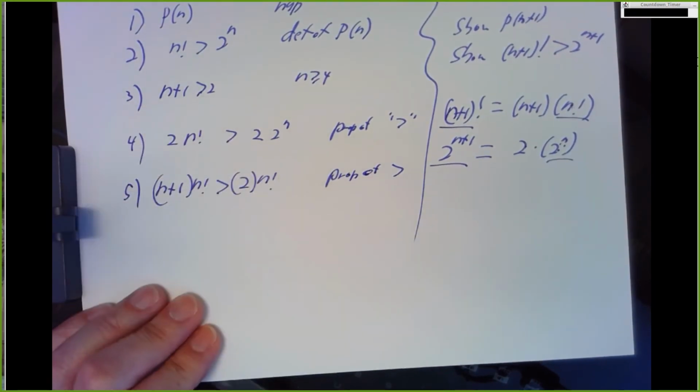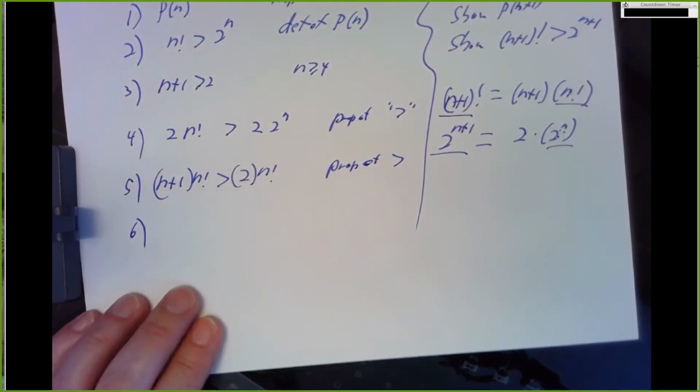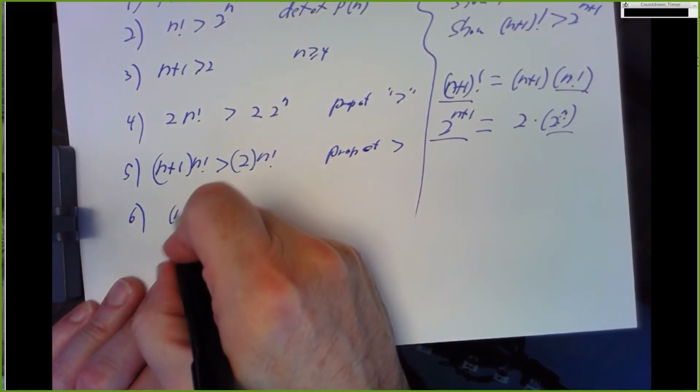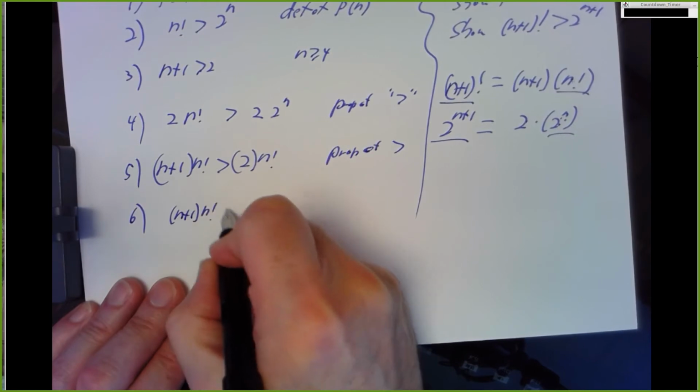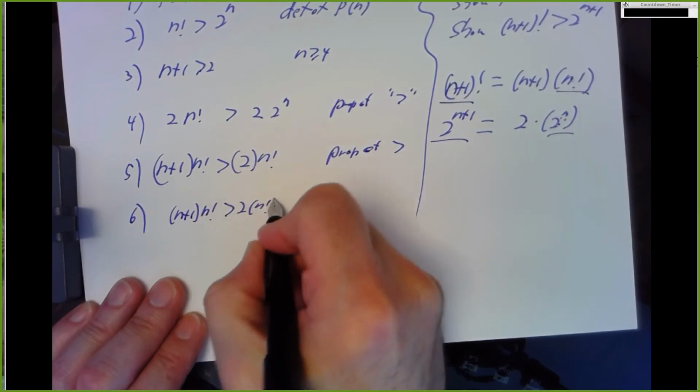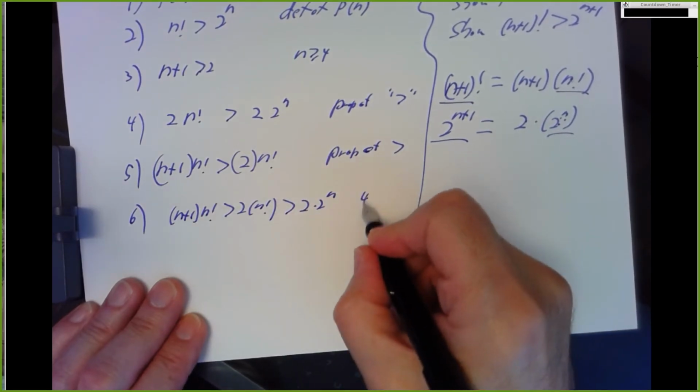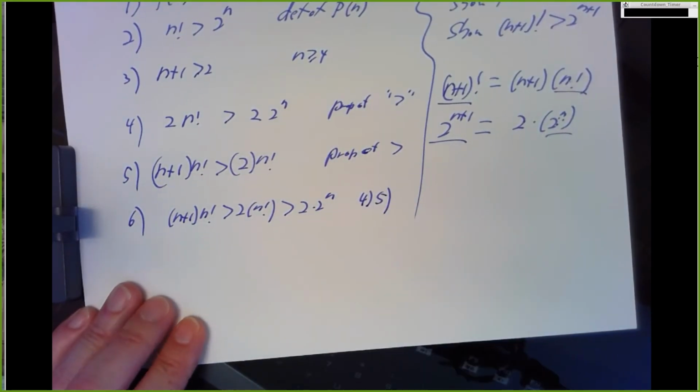And I don't know if I would make these separate steps or not. I'm breaking them into lots of separate steps. Well, now n plus 1 times n factorial is bigger than 2 times n factorial, which is bigger than 2 times 2 to the n. And that's just combining steps 4 and 5.